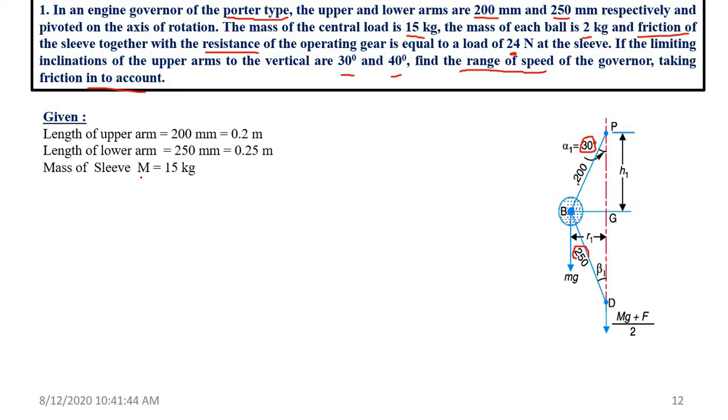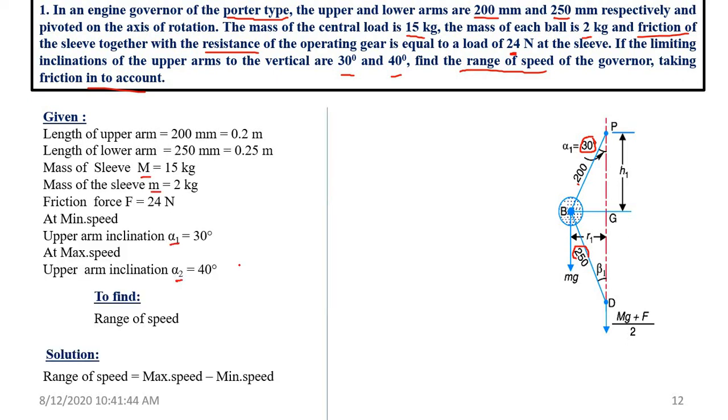The formula for the governor with friction at minimum inclination speed: M plus small m g plus capital M g minus F, where F is the frictional force, capital M is the mass of the central load, small m is the ball mass, and H1 is the height of the load.